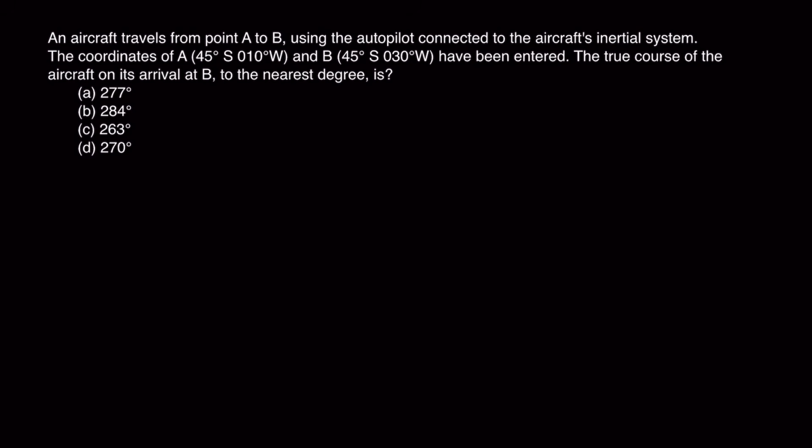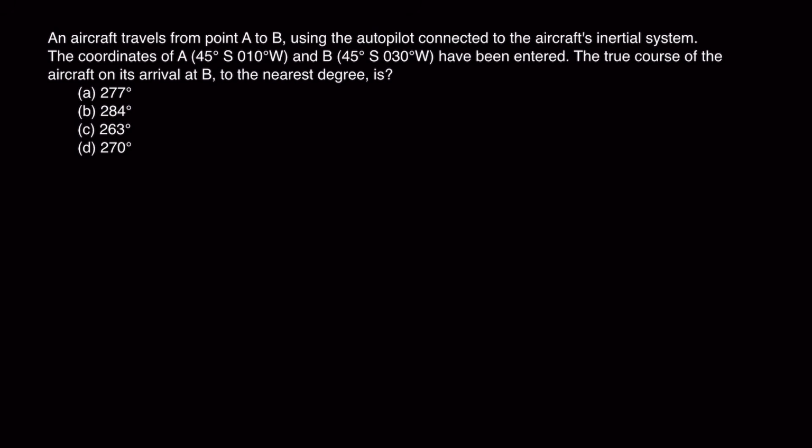All right. Question number 8. Aircraft travels from A to B using the autopilot connected to the aircraft's inertial system. It's the same. So the aircraft is following what? A great circle track. Coordinates of A, coordinates of B have been entered. True course of the aircraft on its arrival at B to the nearest degree is.